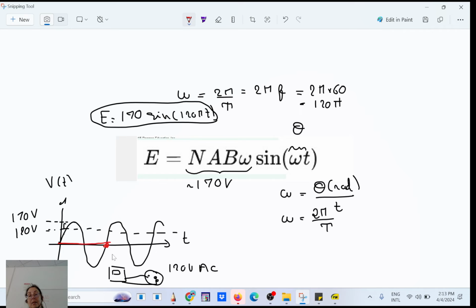One cycle is the period. And in that case, the period is 1 over 60, which is about 0.017 seconds. Is that clear? So 60 hertz means that in 1 second, I have 1 cycle, 2 cycles, 3 cycles, 4 cycles, and so on. 60 cycles in 1 second. Isn't that interesting? You know how we produce electricity?